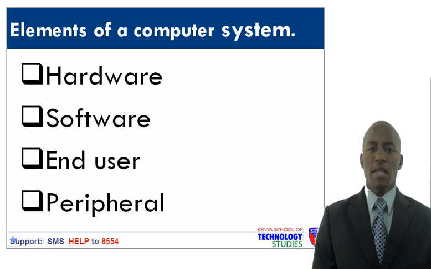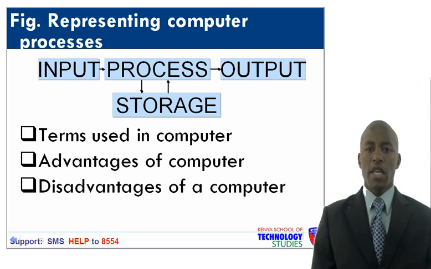The other element is end user or liveware. These are those people who operate the computer on daily basis. They can also be referred to as computer operators. The last one is peripheral, which comprises input, output, and storage devices of a computer.